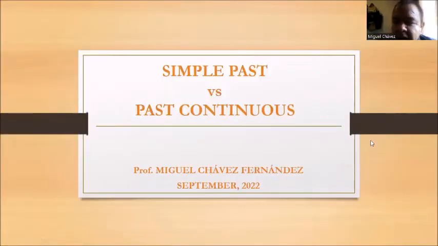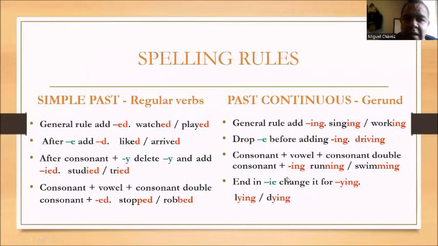Okay. As I told you before, we check today the simple past and the past continuous and what could be the possible difference between these two tenses. The first thing that we need to check is the spelling rules because, as you know, they use different forms of the verbs in their structures.